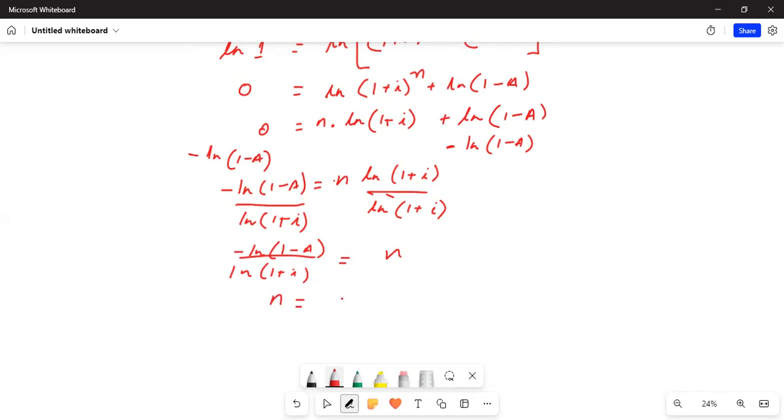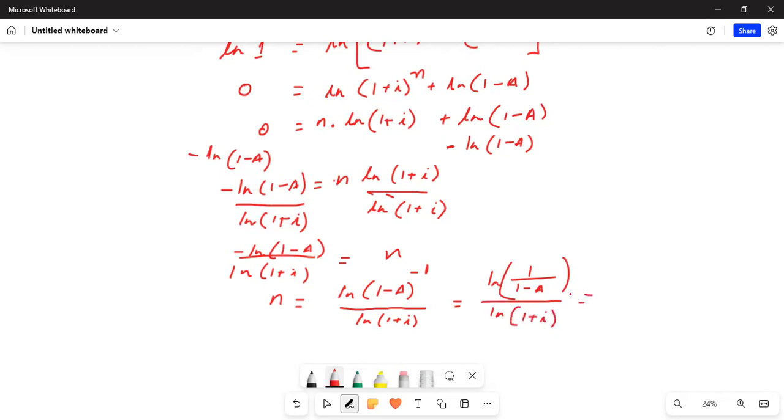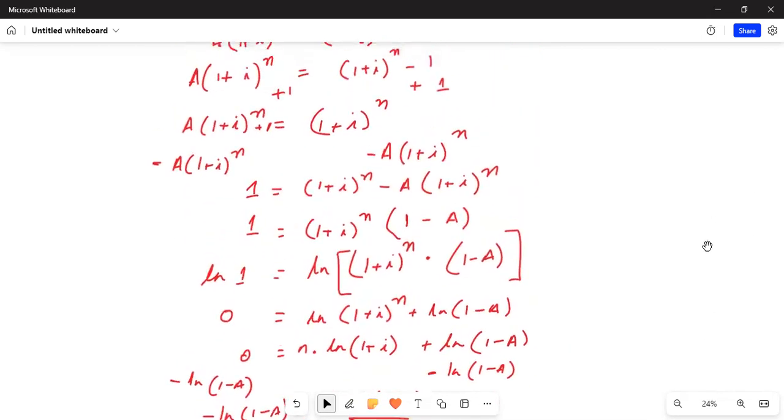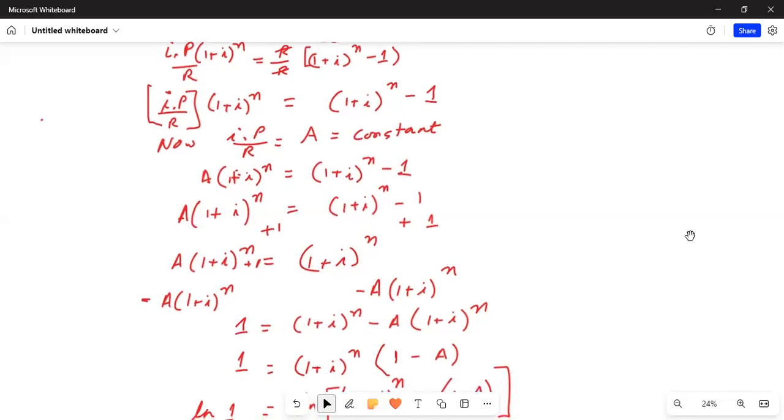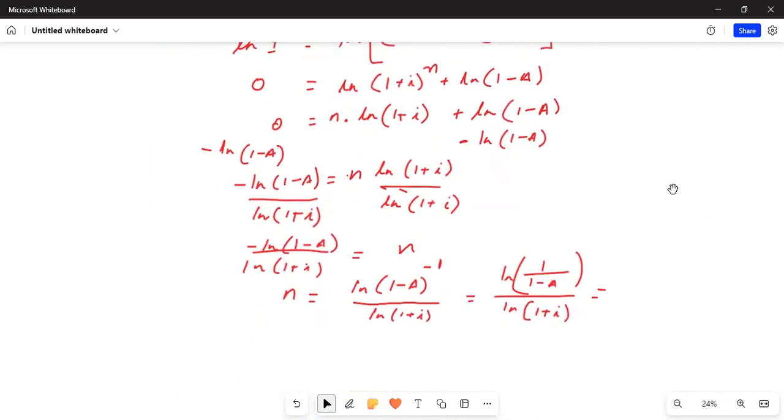minus ln (1 minus a) can be written as ln of (1 minus a) to the power of minus 1, divided by ln (1 plus i). So this can be written as ln of 1 over (1 minus a) divided by ln (1 plus i). Now I will substitute the value of a. Remember a is a constant, so let me take a look at what a actually is. If you remember, a is i times p divided by r.